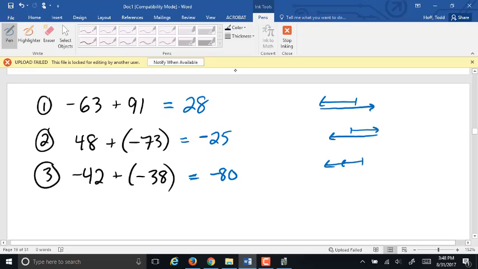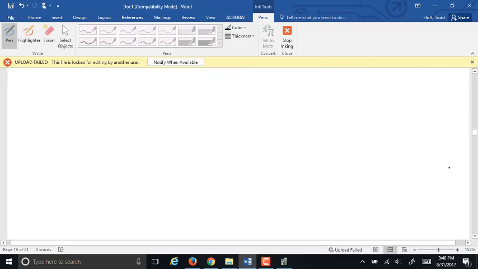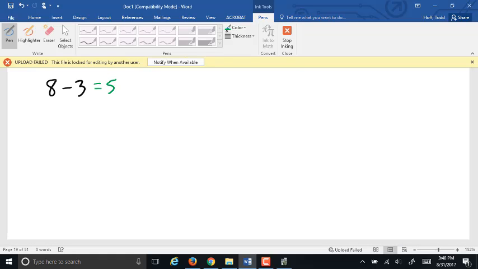Anybody have questions on adding with their negatives? Okay. Where the confusion generally starts is at this next step, the subtraction. Of course, 8 minus 3 is what? 5. Good.